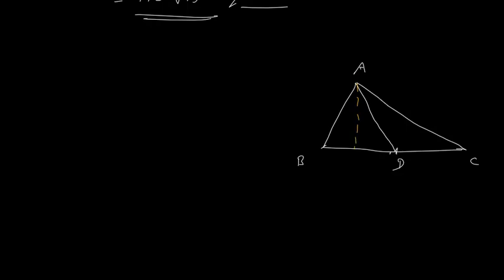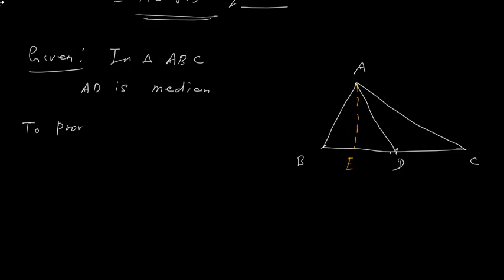So A, B, C, D is there, and let us take point E. So here if you write what is given, you can say that in triangle ABC, AD is median. And what you have to prove? To prove, you will say that area, we generally denote it like AR, so area of triangle ABD is equal to area of triangle ADC. This we have to prove.